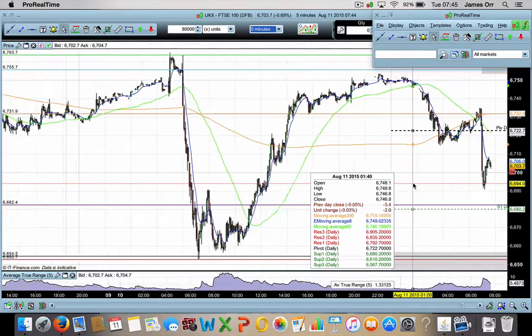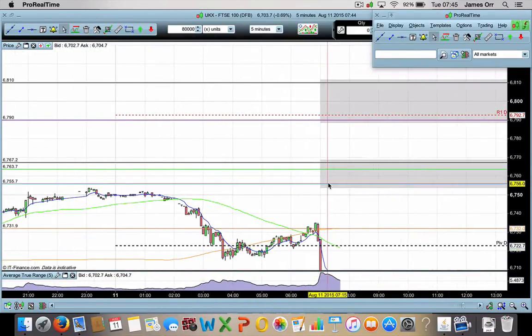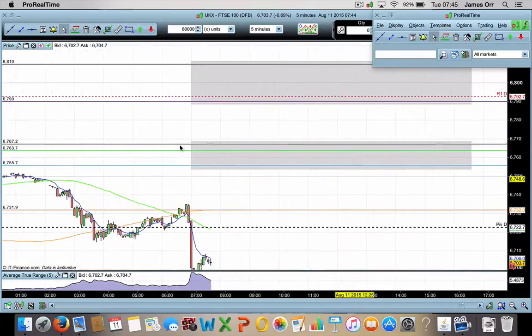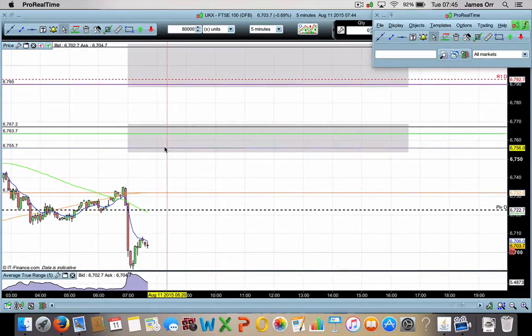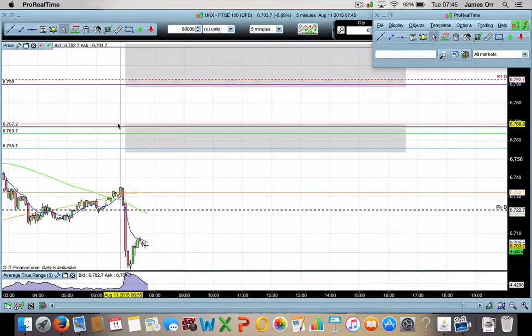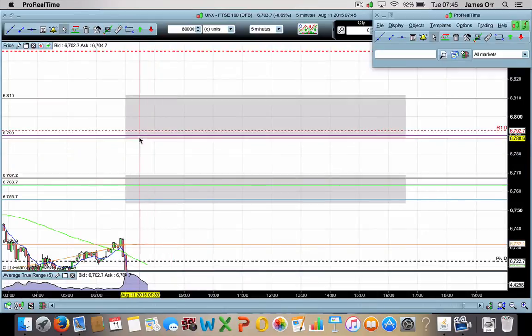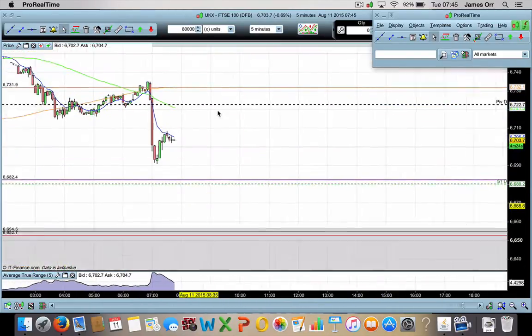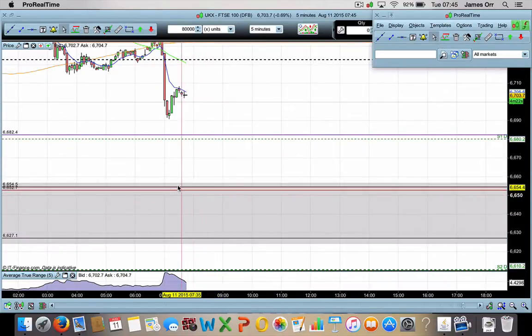On the 5-minute time frame, I've marked in these zones. This green line is the highest price that the Ftse traded yesterday. This is a level from price action, and this is a key daily level. So I'll be looking up here to see how the market reacts. If it breaks through, I've got another zone up here with a key daily level. If the market just falls away, I'll be looking down here.